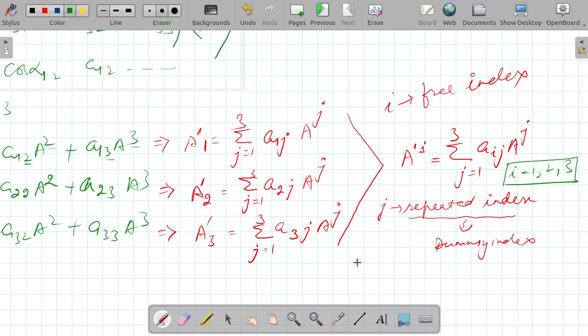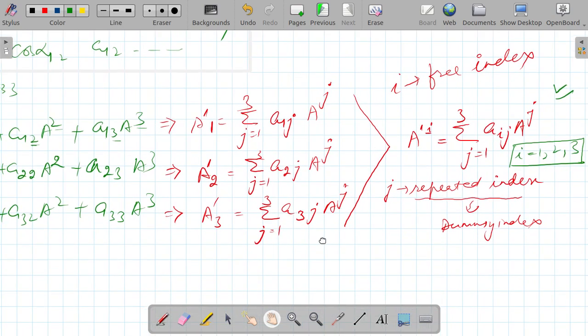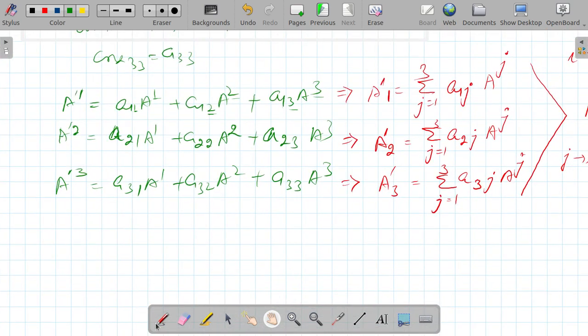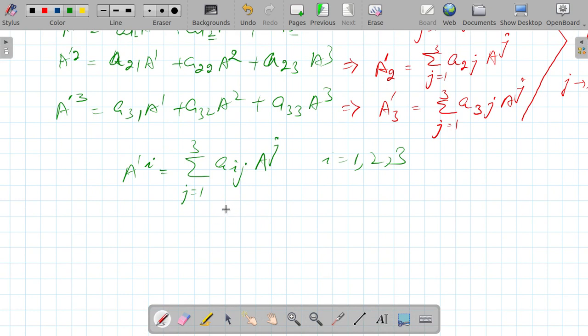Right? That's what will happen. And the very interesting thing is that Einstein further modified this equation. What he did, this equation means a prime i equals, j varies from 1 to 3, a i j a j, where i varies from 1, 2 and 3. Here j is known as the dummy index, and i is known as the free index.